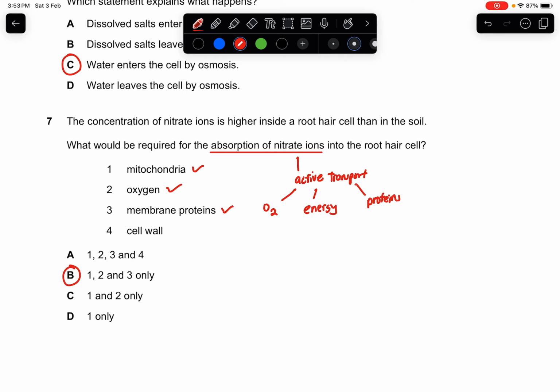If you're wondering, why do I have O2? If I have O2, I can undergo aerobic respiration inside the mitochondria to produce ATP. So this is the reason why 1, 2, and 3 is the answer.